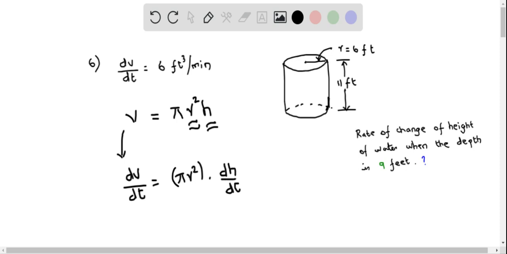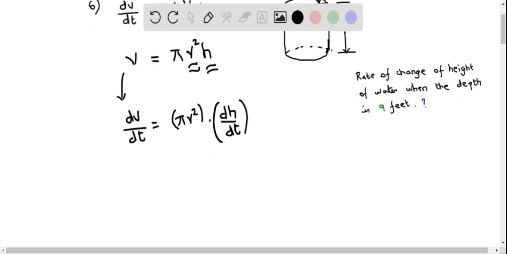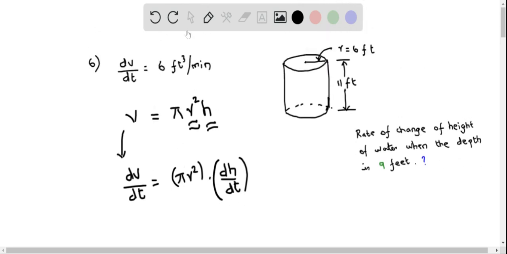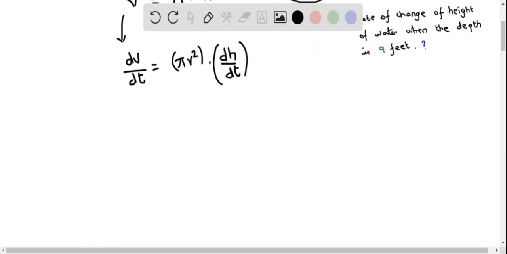So basically, we have to determine this quantity dh over dt, which gives the rate of change of height of the water. So we solve for dh over dt. We are given that dV over dt is 6 feet cubed per minute. So plug in dV by dt equals 6. So therefore this becomes 6, and pi times the radius, which is given as 6. So this becomes pi times 6 squared times dh over dt. So first we divide by pi times 6 squared. We get dh over dt.